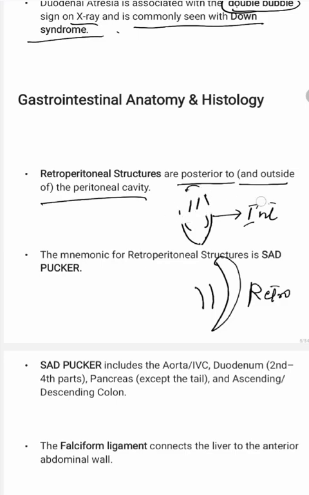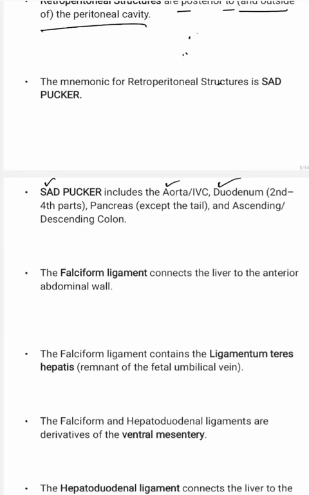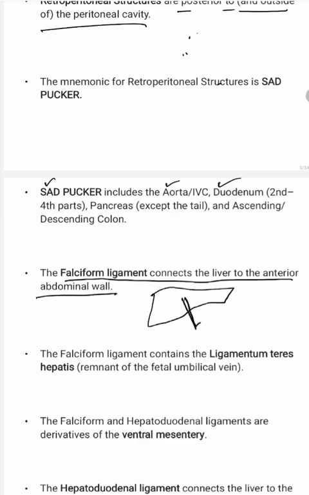Now, the falciform ligament. The falciform ligament connects the liver to the anterior abdominal wall. This is the liver, and it is connected to the anterior abdominal wall by the falciform ligament, which contains the ligamentum teres hepatis, the remnant of the fetal umbilical vein. So it may be asked like this: what is the remnant of the fetal umbilical vein? It is the ligamentum teres hepatis.